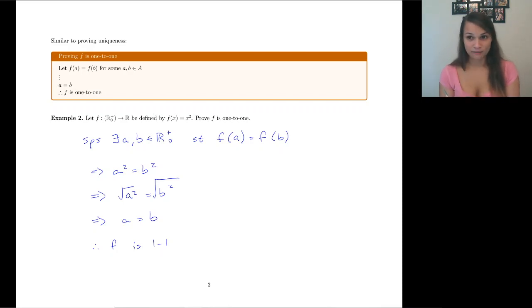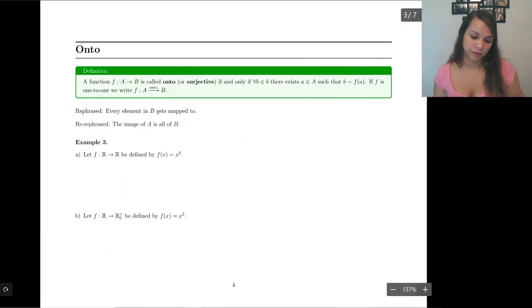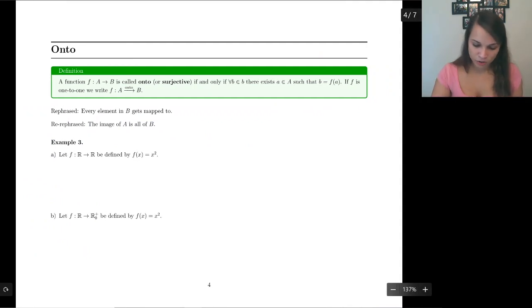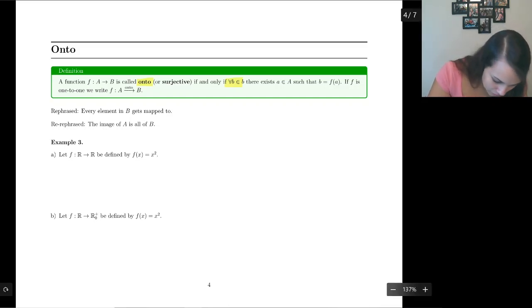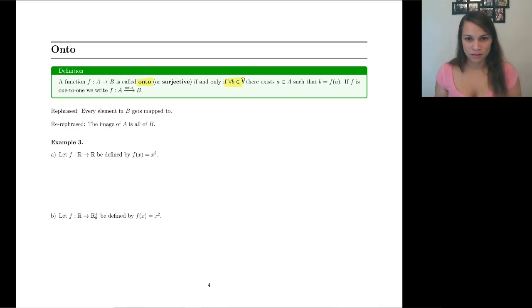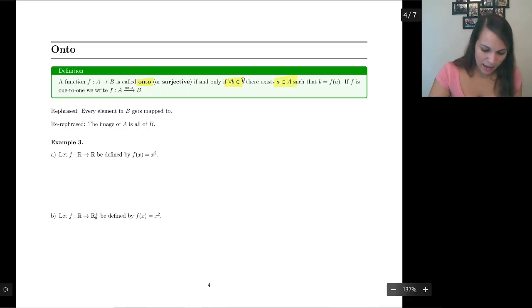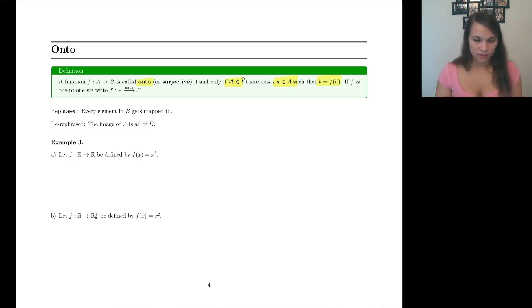All right, next kind of function that we have to talk about is onto. So we say that f is an onto function, or surjective, which is the fancy name that I won't be using, if, this is going to be some jargon, if for all B in capital B, there exists an A such that B is equal to f of A. This is very fancy wording for saying every element in B is going to get mapped to.